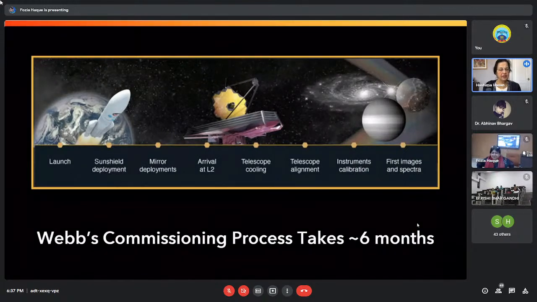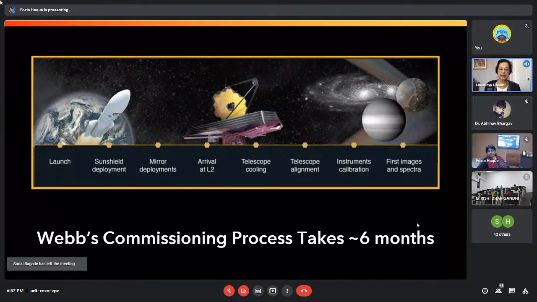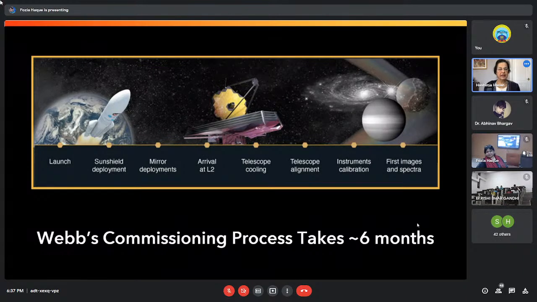So we are now in the Webb commissioning process, which will take a total of about 6 months. We have finished the launch, sunshield deployment, mirror deployment, arrival at L2, and telescope cooling, and are now doing the telescope alignment, after which comes instrument calibration and first images in June of this year. Next.